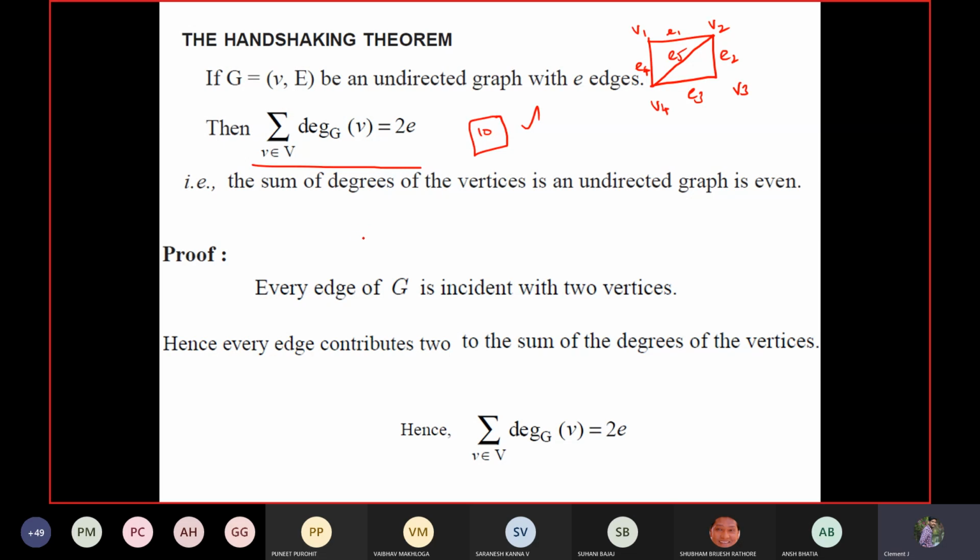Anyone quickly say the answers? Degree of V1? 2. Degree of V2? 3. Very good. Degree of V3? 2. Very good. Degree of V4? 3. Next, you can just simply count. 3 plus 2, 5. 3 plus 2, 5. Totally 10. So it follows the answer they have given in the handshaking theorem.